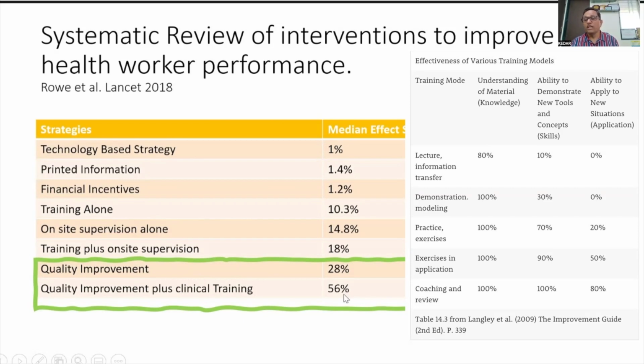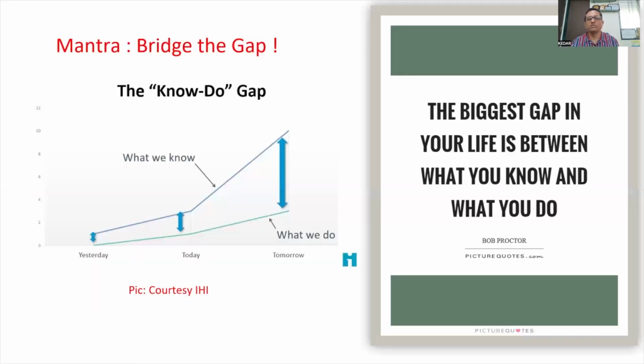So coaching and review has been found to have the biggest effect. If you learn, practice, and coach somebody and have feedback, then your skills are 100% as well as the application is around 80%. So friends, the evidence-based intervention, the grade 1 evidence, is increasing very, very fast. Our knowledge is improving very, very fast.